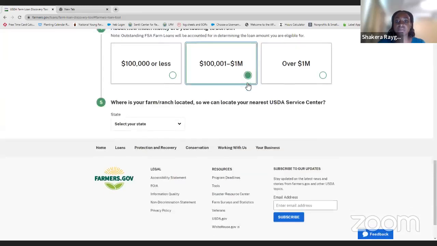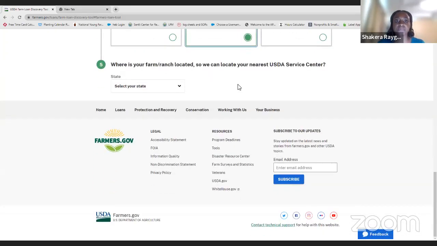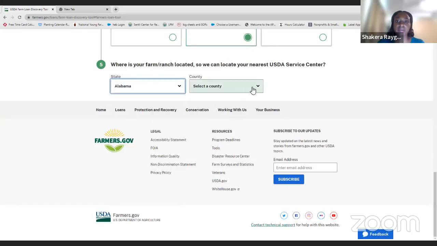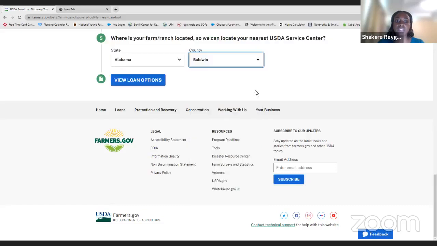So we're gonna play around with this scenario first. You can select your state. You can select Alabama, Baldwin County. And they are asking for your state because at the end of the questionnaire, they'll link you or share the information for your local service center.